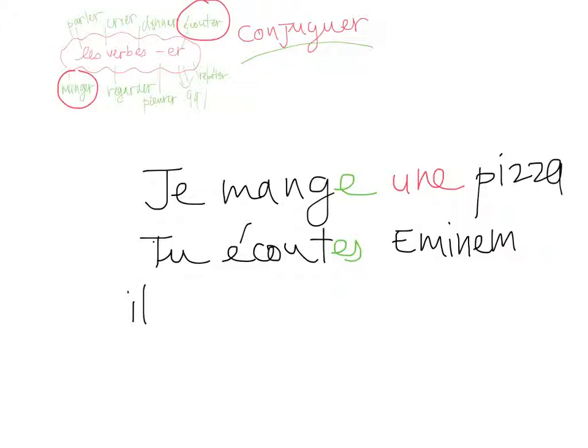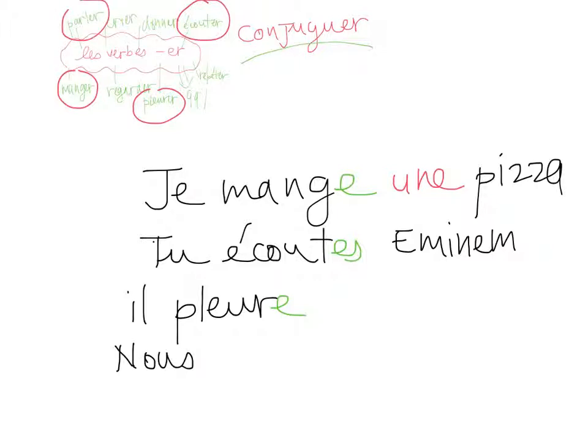The last one? Okay. Il, what is he doing? Oh, he's crying. Pleurer, we will just add an E. Okay? And this will just go on and on. Nous, we are going to use what? Parler. So again, I write my verb without the radical. And for nous, the ending is ONS. Nous parlons.